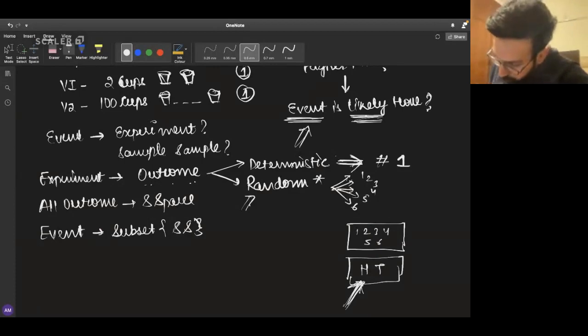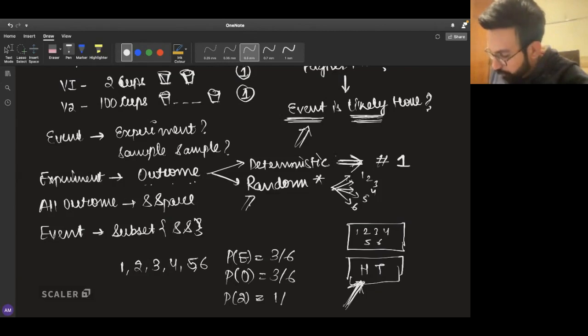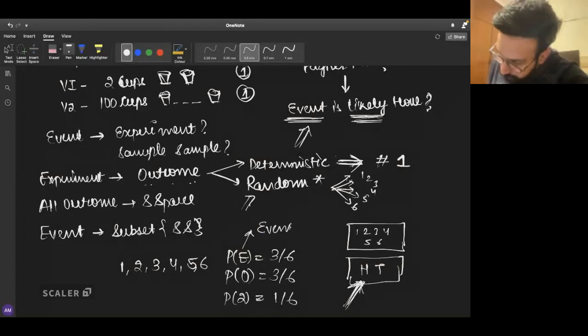You might be interested in knowing how likely it is to get an even number. So okay, we have a sample space, rolling a die: 1 2 3 4 5 6. What is an event? One event can be, what is the probability of getting an even number? 2, 4 and 6, so I will say 3 by 6. What is the probability of getting an odd number? Again 3 by 6. What is the probability of getting, let's say, 2? It's 1 by 6. Now these are all what is called an event, right?